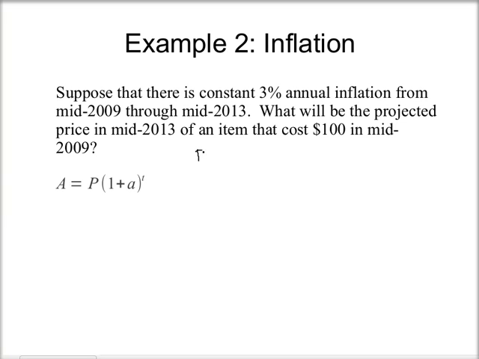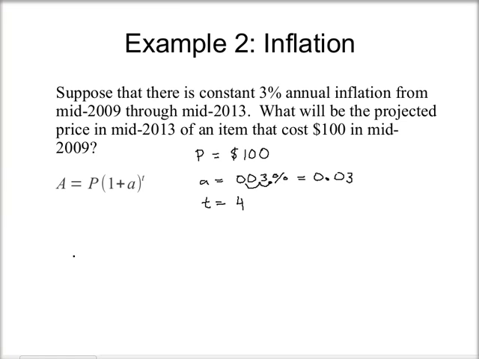So P is going to be the cost that I know in 2009, and that was $100. A is my annual rate of inflation, and that is 3%, and I want to convert that to a decimal. So just move the decimal place over 2 places to the left. That gives me 0.03 as the decimal form of 3%. And then T is the amount of time that will have passed. So from 2009 to 2013, that's 4 years, so T is going to be equal to 4.